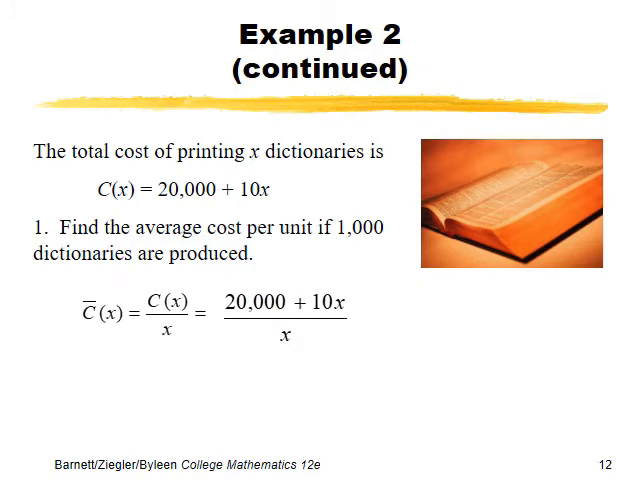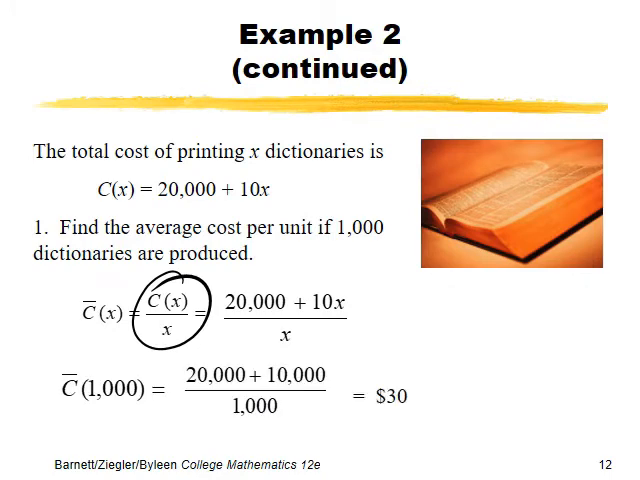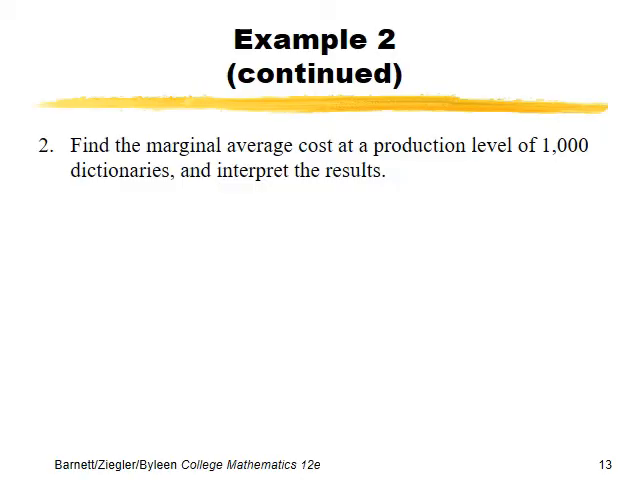So here you can see we simply divide C of x by x, and then we substitute 1000, and we can get the average cost of producing 1000 dictionaries, which is 30. Find the marginal average cost at the production level of 1000.